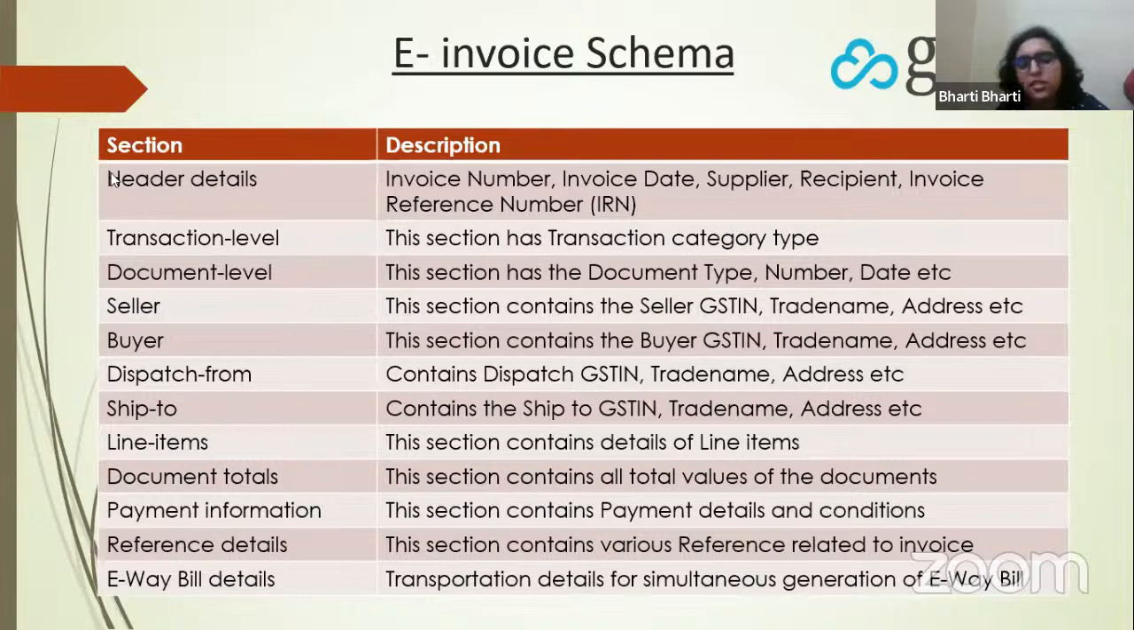So now what is the e-invoice schema? Government has specified a format in which the information has to go. There can be no deviations from this schema. If the government has said this is how the information has to go and you deviate, it will not accept your data and will throw an error. So you have various sections like the transaction level details, document level details, seller details, buyer details.